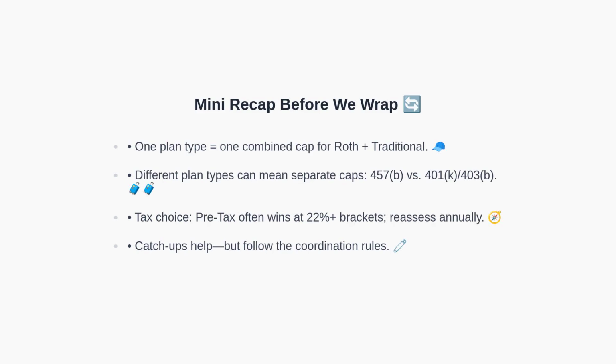Here is a quick recap. Within one plan type, Roth and traditional share a single combined cap. Across different plan types, such as a 457b and a 401k or 403b, you may have separate caps that allow higher total contributions. For tax efficiency, pre-tax contributions often make sense in the 22% and higher brackets, but reassess the decision each year. Finally, use catch-up provisions thoughtfully and coordinate across plan types and employers.